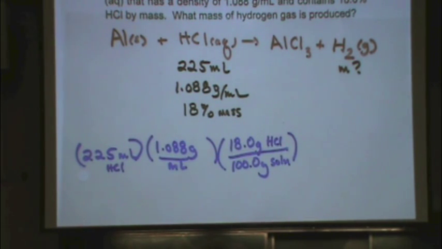The rest would be water. So that means 100 minus 18, or 82 grams, would be water. Okay, so that's what that means.